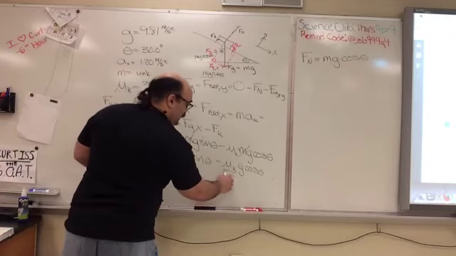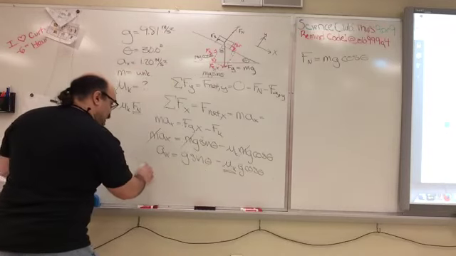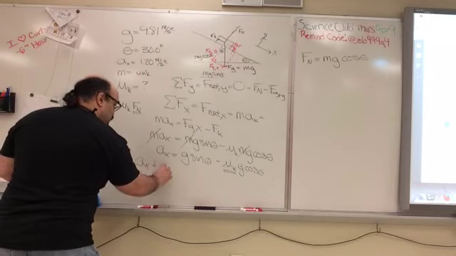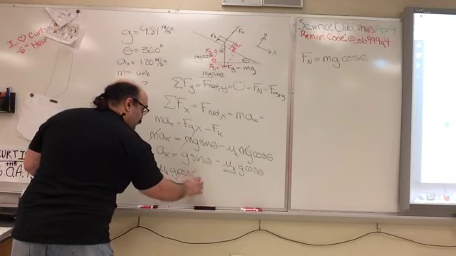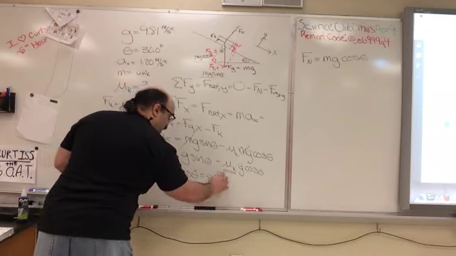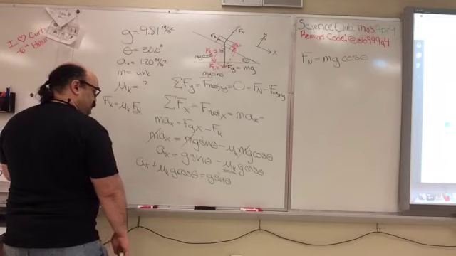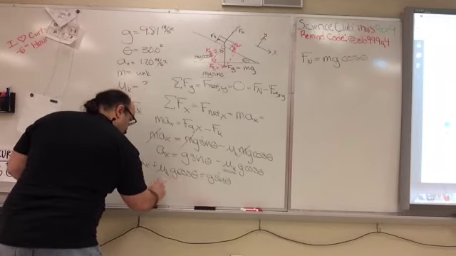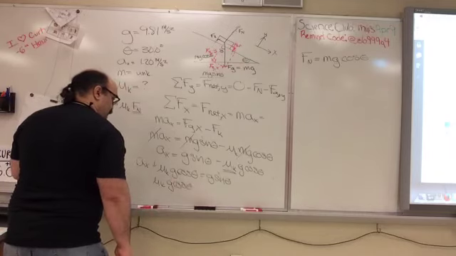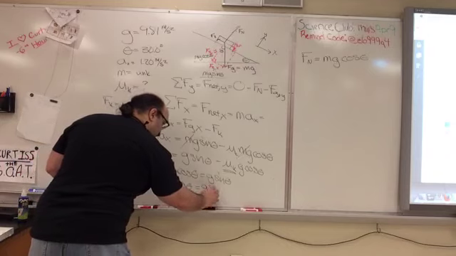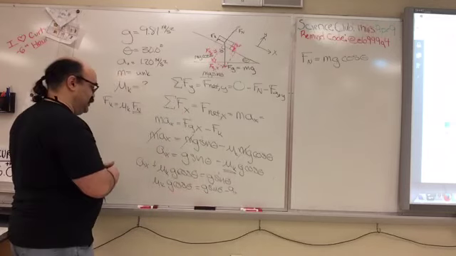Now, I want to isolate this term, which means I need to get it alone. So I'm going to add this value to both sides. So I'm going to get a_x plus mu_k g cosine of theta equals g sine of theta. Subtract the acceleration. I get mu sub k g cosine of theta equals g sine of theta minus a sub x, the acceleration in the x direction.